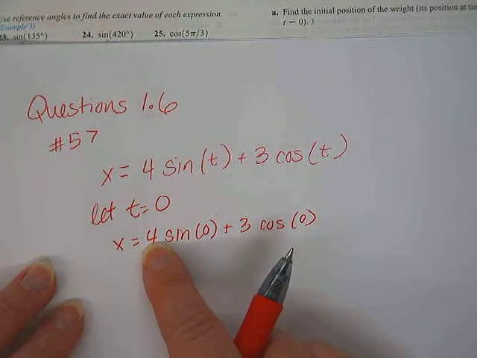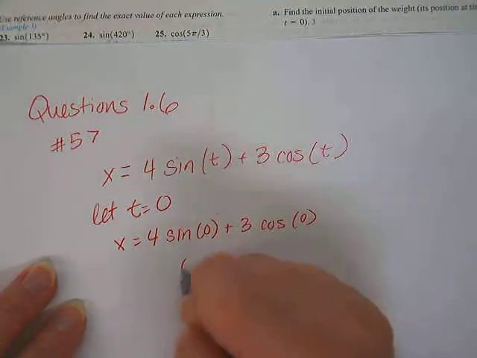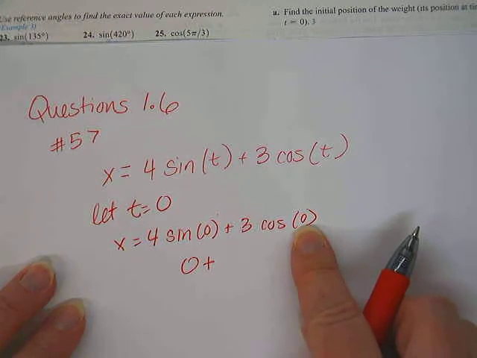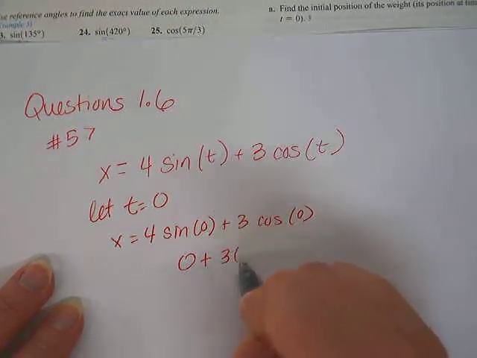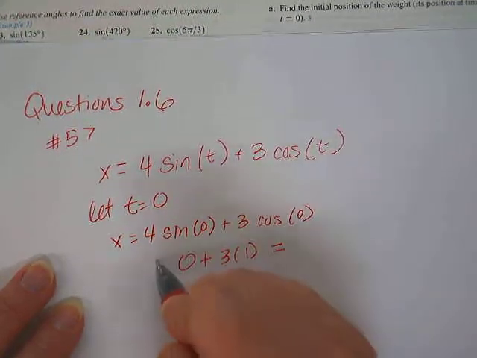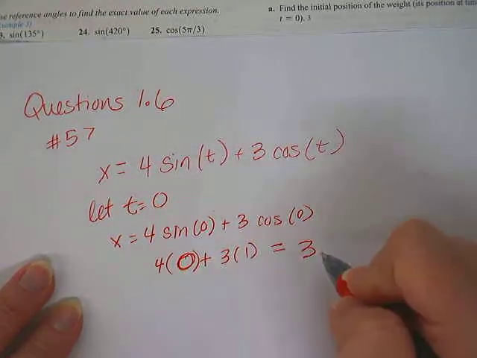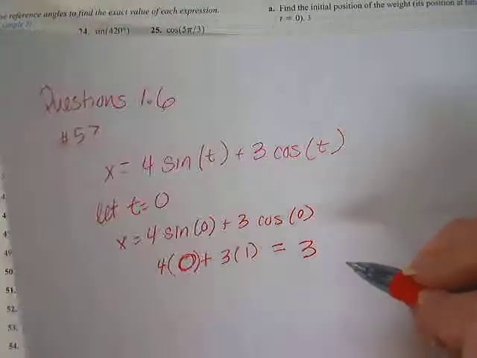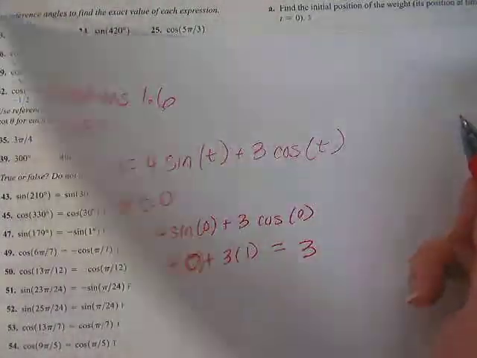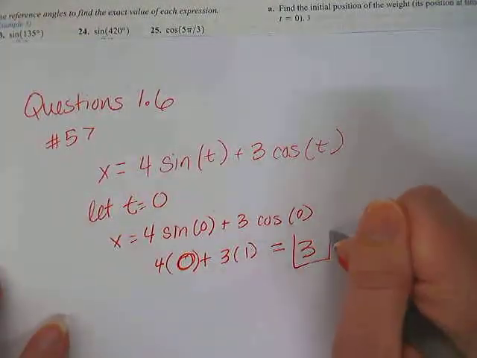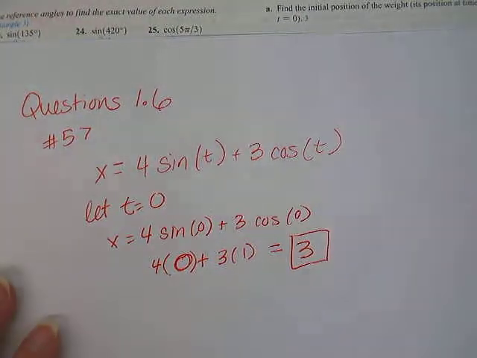Sine of 0 is 0 times 4 is 0. What's the cosine of 0? 1, so 3 times 1. So that's 4 times 0 plus 3 times 1, which equals 3. So the initial position, it just lists as 3. It doesn't give us feet or inches or anything like that. Okay.